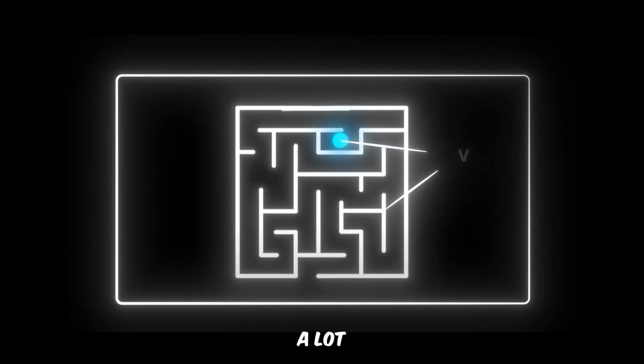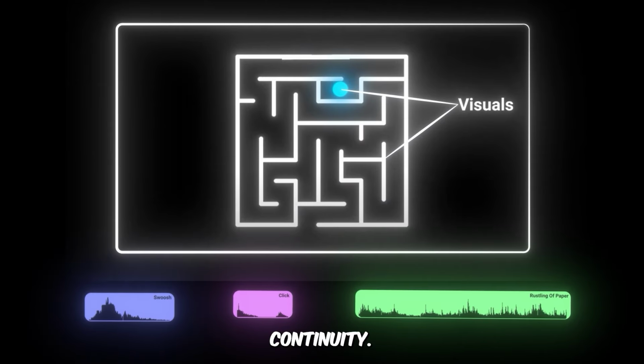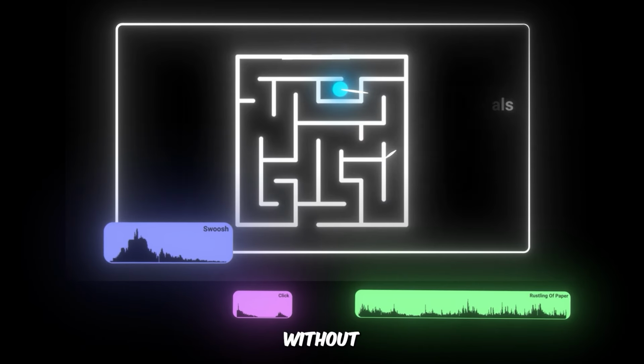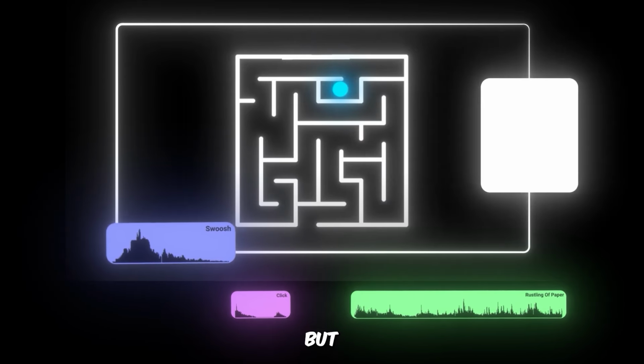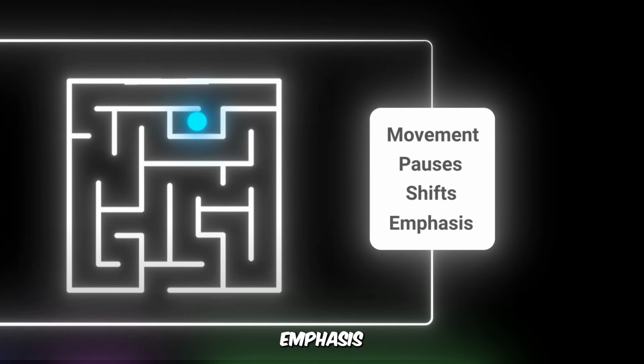If your video has a lot of visual transitions, these movement-based sounds provide a sense of continuity. They're like glue that keeps the edit smooth and not jumpy. Think of whooshes like punctuation in writing. Without them, everything might blur together, but with them, you create moments, pauses, shifts, emphasis that help your story breathe.